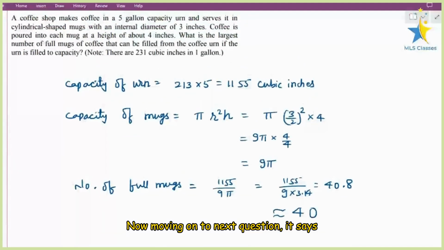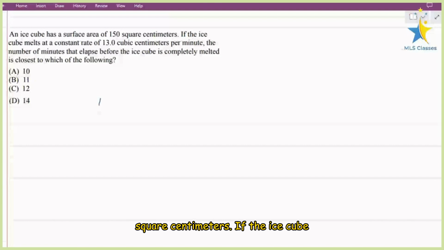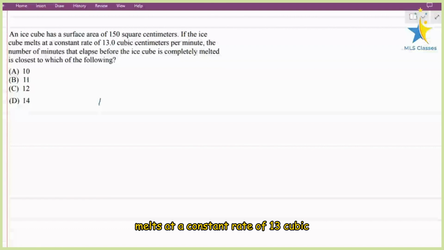Now moving on to the next question. It says an ice cube has a surface area of 150 square centimeters. If the ice cube melts at a constant rate of 13 cubic centimeters per minute, the number of minutes that elapse before the ice cube is completely melted is closest to which of the following?